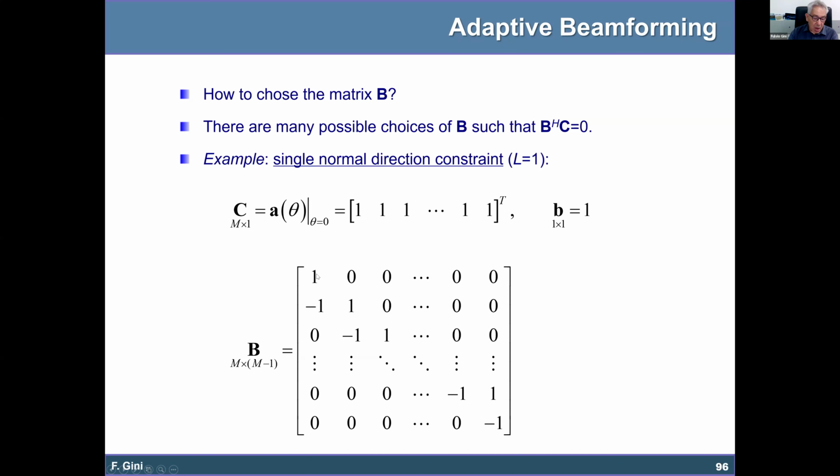1, minus 1, 0, and then 0, 1, minus 1, 0, and so on. So you have all ones and minus ones. And note that this is not a square matrix, this is rectangular. So with this choice, the constraint B Hermitian C is equal to 0, and this is a full rank matrix.